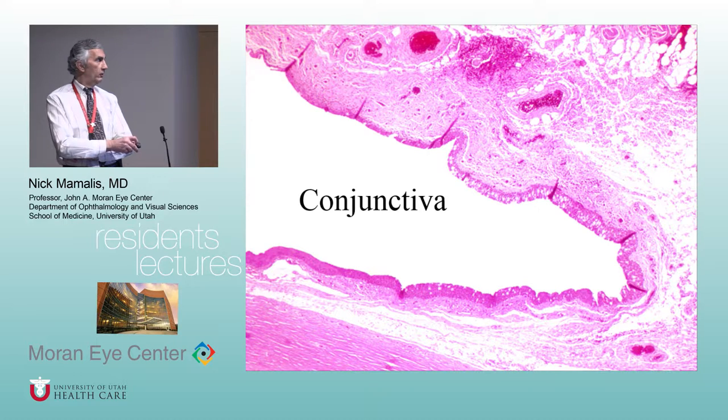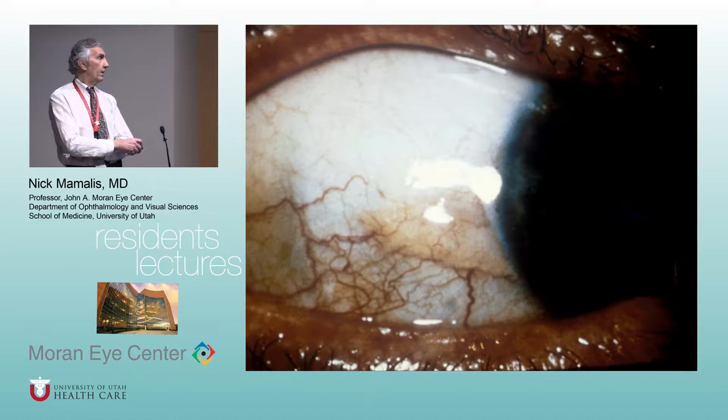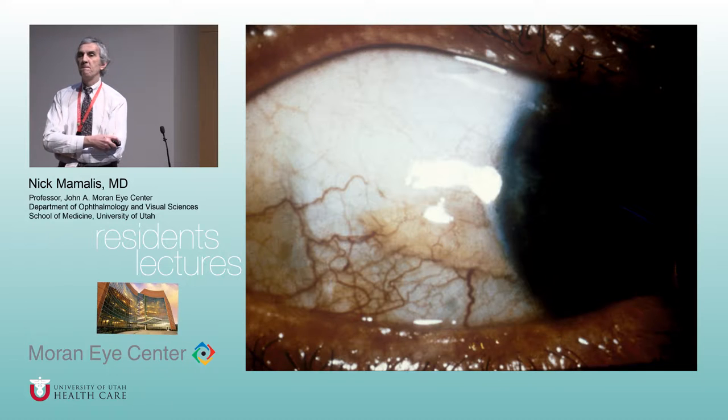And if you look right here, you see it's got that stratified squamous epithelium, just like skin, but it's not keratinized. And so it's a mucous membrane. And these little dots you're seeing in here are all little goblet cells. They're the ones that make mucin. So the further you get from the limbus, either toward the fornix or toward the caruncle, the more goblet cells that you see. All right, Reese, what are we seeing here?